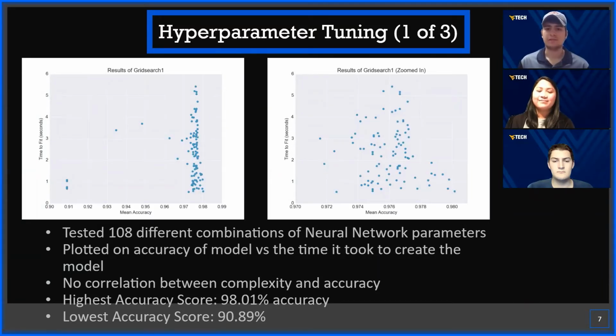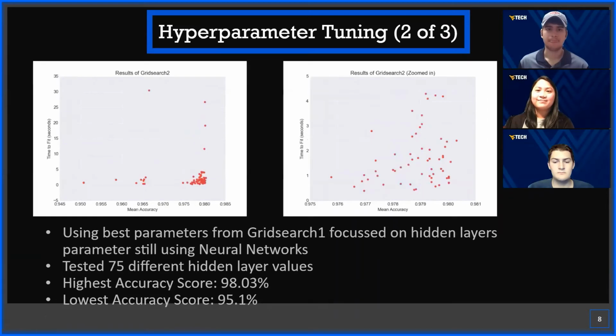We plotted the mean accuracy versus the time. As you can see, there's no correlation between the time it takes for the model to be created and the accuracy of the model. So we'll just be choosing the highest accuracy model. Our best one was 98%, and our lowest accuracy score was 90%.